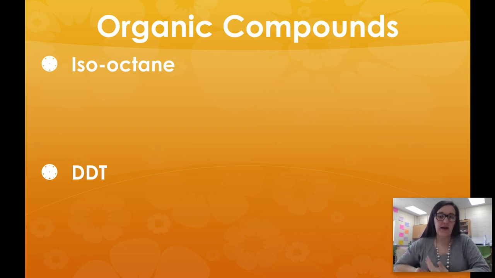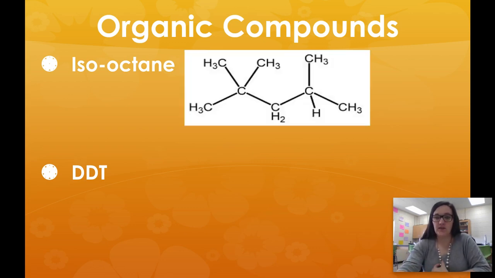Some examples, you don't have to draw these, but I just thought I'd give you a few examples of some organic compounds. So the first one is isooctane. So this is a kind of fuel. Notice how these pictures get kind of crazy. These structures get big pretty fast. But we are just going to be starting looking at them.